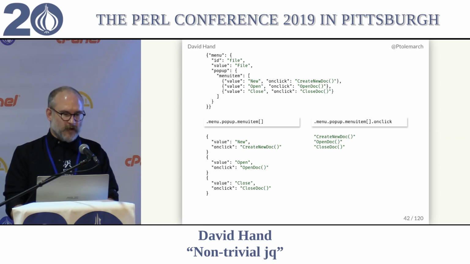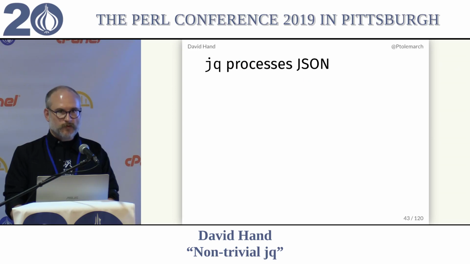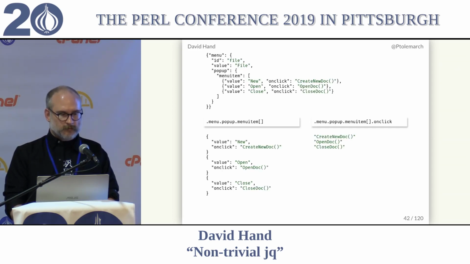So on the left we have those three JSON objects, right? And on the right we have one element of each of the objects. We're almost there. So we're almost to our array, right? Our array of event handlers.